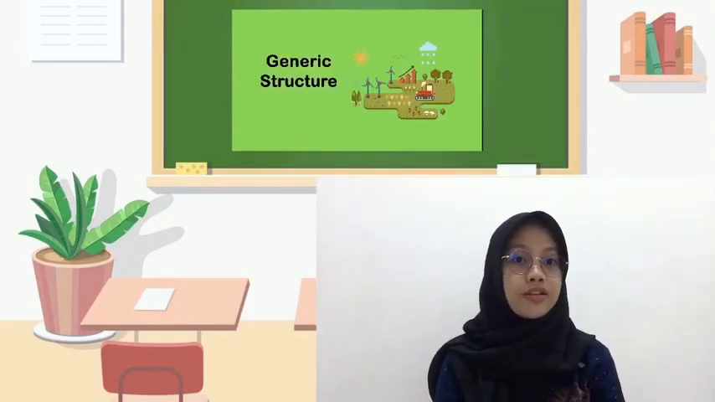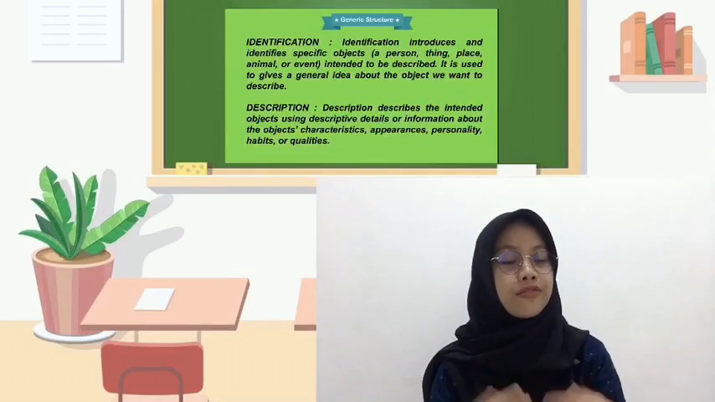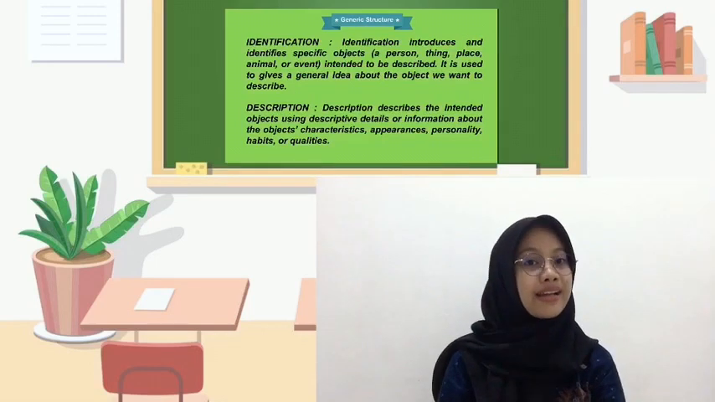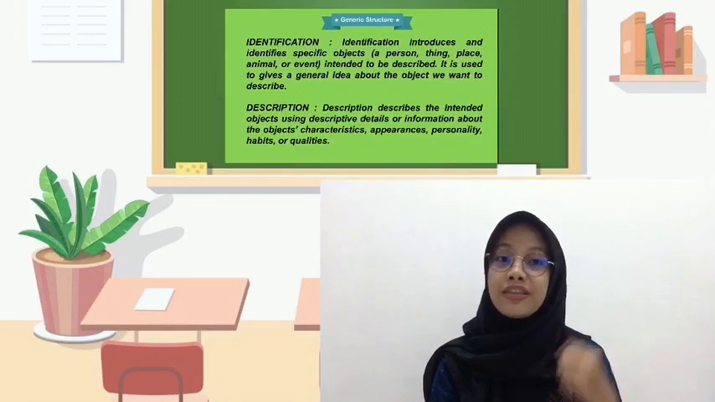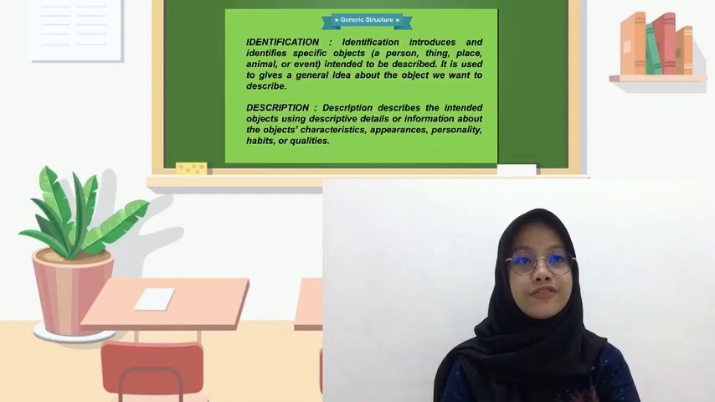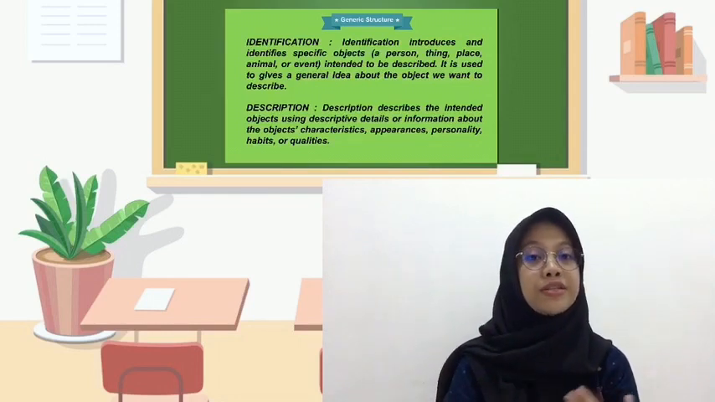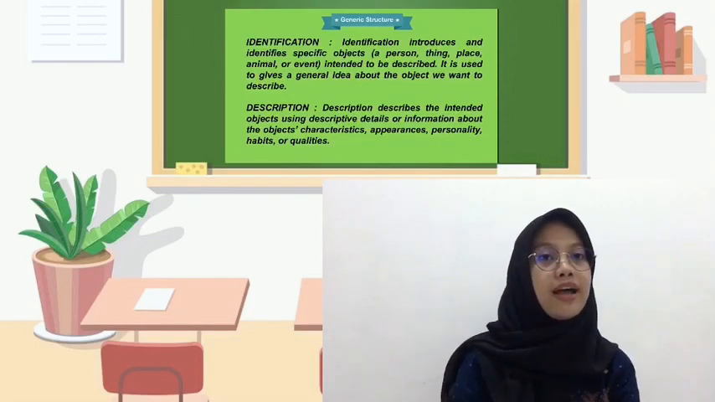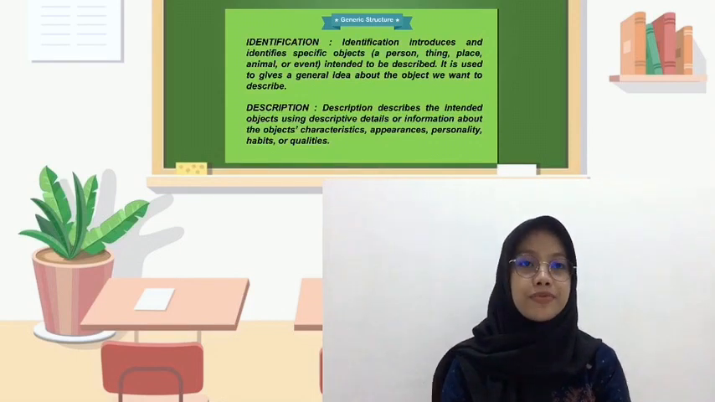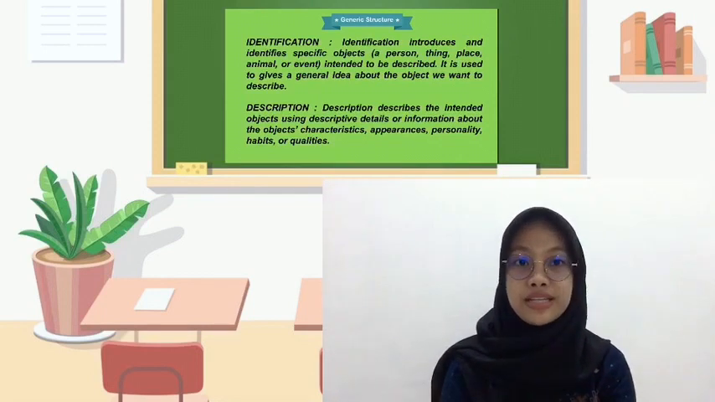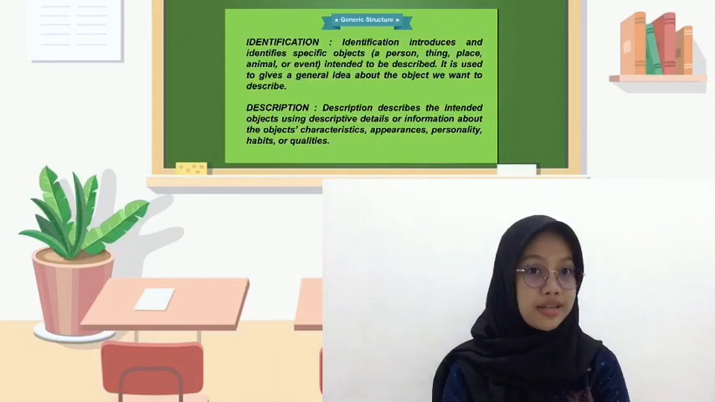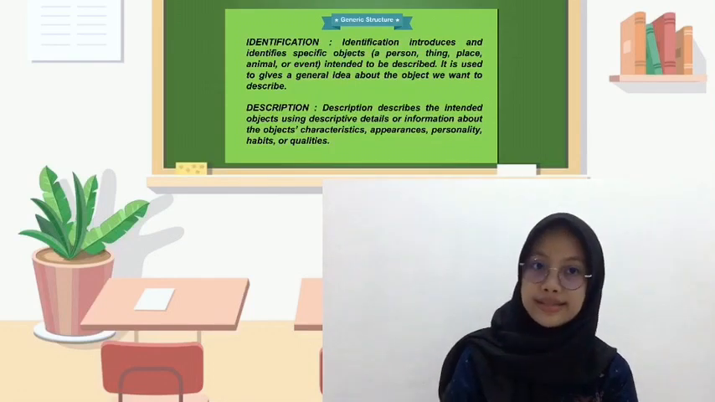What kind of structure do descriptive texts have? The generic structures of descriptive text consist of two main parts: identification or general statement and description. You have to remember identification and description. Okay. Identification introduces and identifies specific objects intended to be described. It is used to give a general idea about the object we want to describe. And description describes the intended objects using descriptive details or information about the object's characteristics, appearances, personality, and habits or qualities.